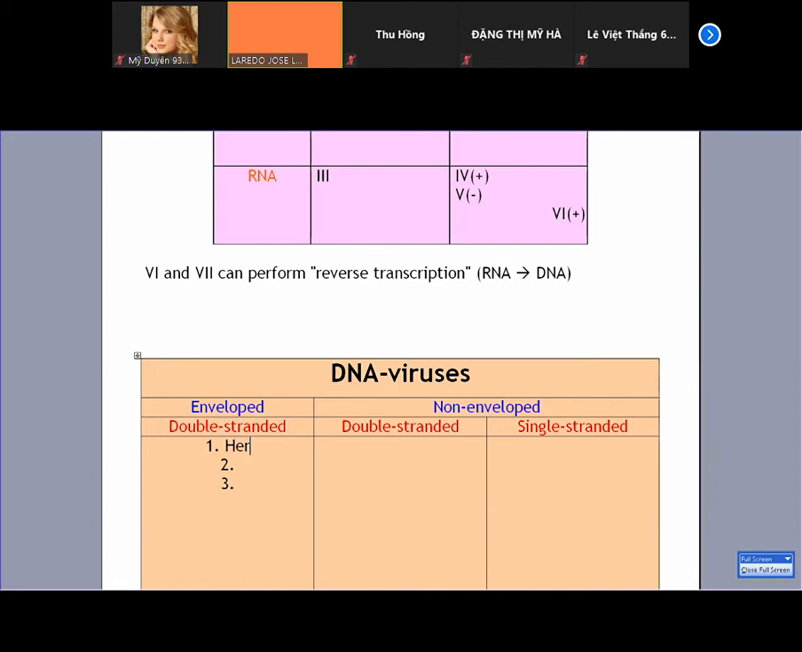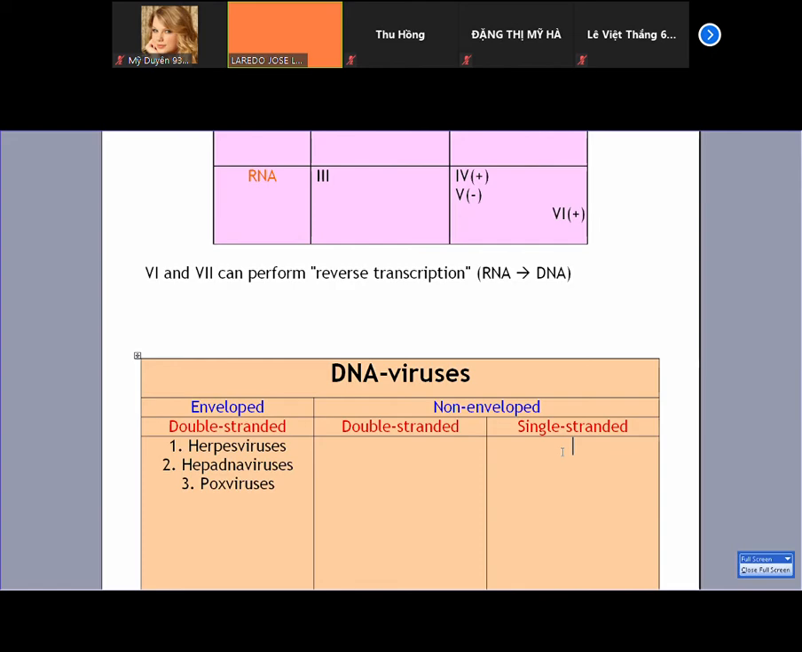The first one that we are going to study is herpes viruses. The second one, hepadnaviruses. And the third one, pox viruses. All of them double-stranded. In the second hour, we will study herpes viruses. Okay, so DNA viruses without envelope, we have 2 groups, double-stranded and single-stranded.